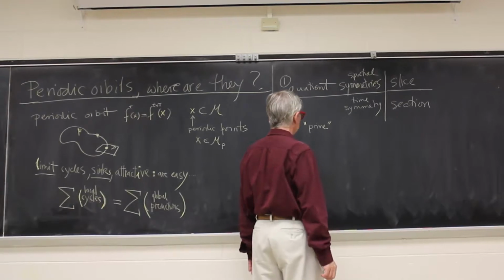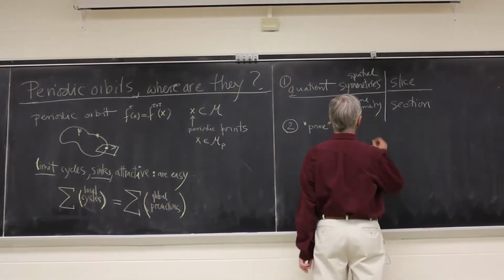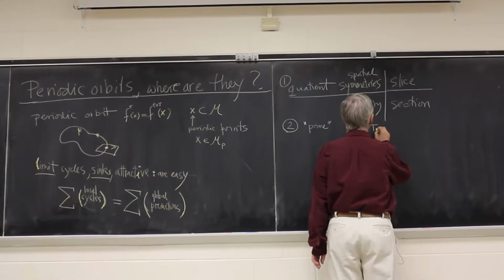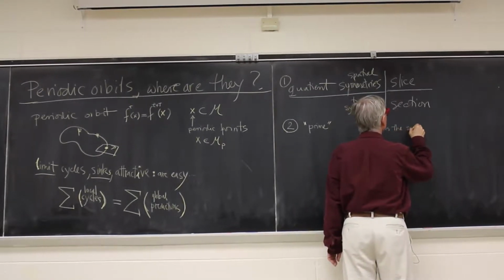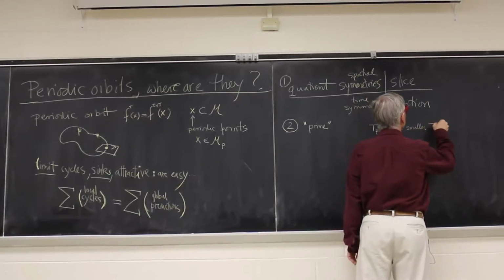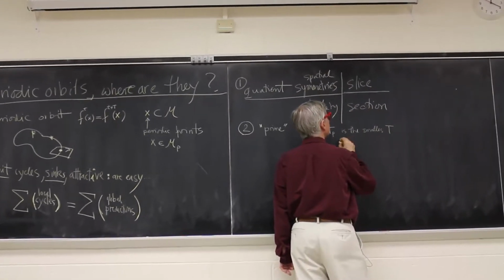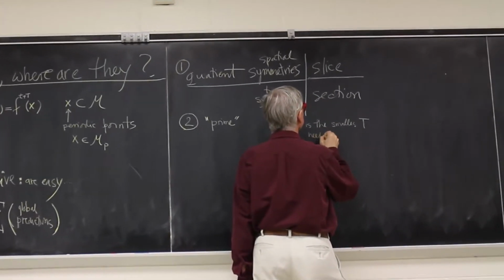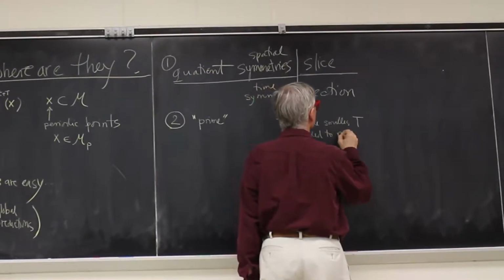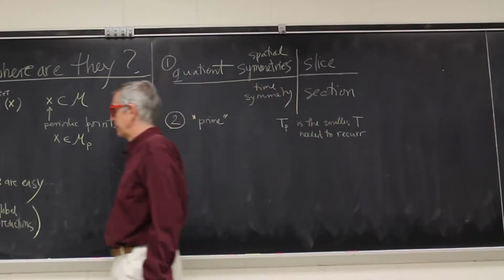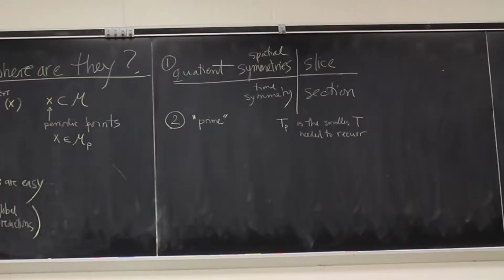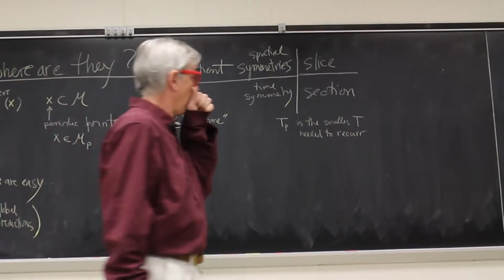More difficult. So that means that when you find the solution, you have to make sure T is the smallest time needed to come back. Because once you've gone around this time, you can go around another time. And you'll just retrace the same orbit. So once you have it, you can just go around as many times as you want.